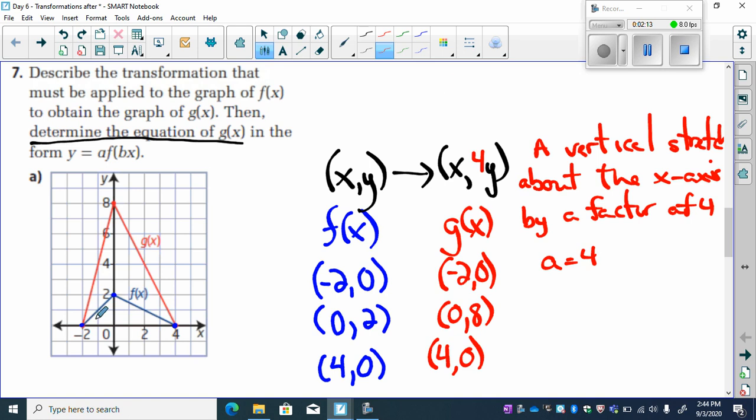Okay, there is no vertical reflection in the x-axis. So if a is a 4, I'm just going to write my equation like this. Y equals a, so I replace the a with a 4, f of, and there is no horizontal stretch here, so my equation would be y equals 4 times f of x. That's it. There is my equation.